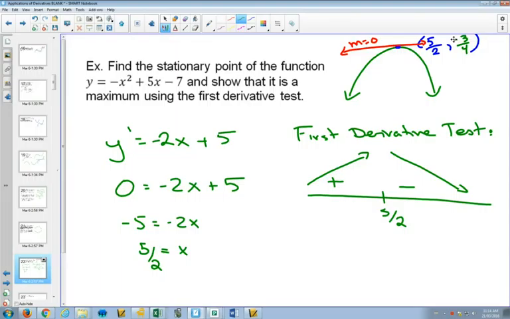So because in my first derivative test, I show that my function is increasing from left to right, then decreasing, I now know that this is a max, a local maximum. In this case, it's actually an absolute maximum because it's a parabola. Now, you already knew it was a maximum because you knew something about parabolas, and if the coefficient of x squared is negative, your parabola is opening down. But now we've shown it using the first derivative test. So how could we write a statement to represent this?